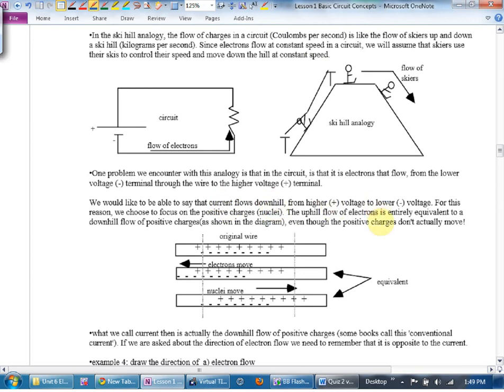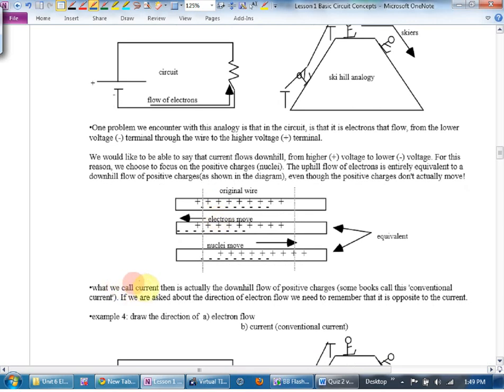For this reason, we choose to focus on the positive charges. In fact, what we call current is actually the downhill flow of positive charges. Many books will call this conventional current. And electron flow is in the opposite direction.